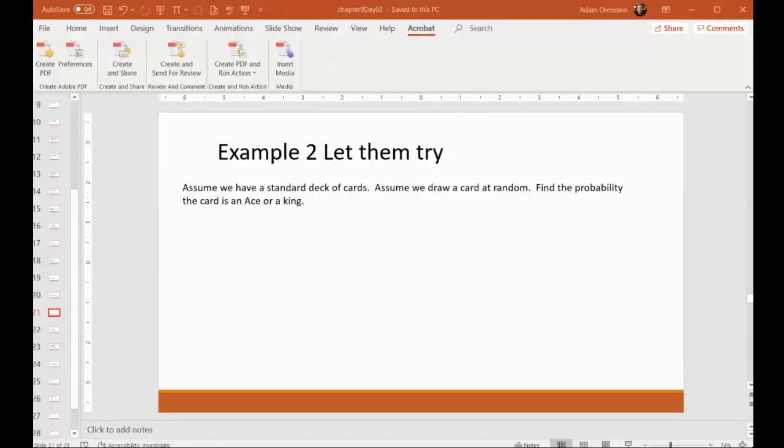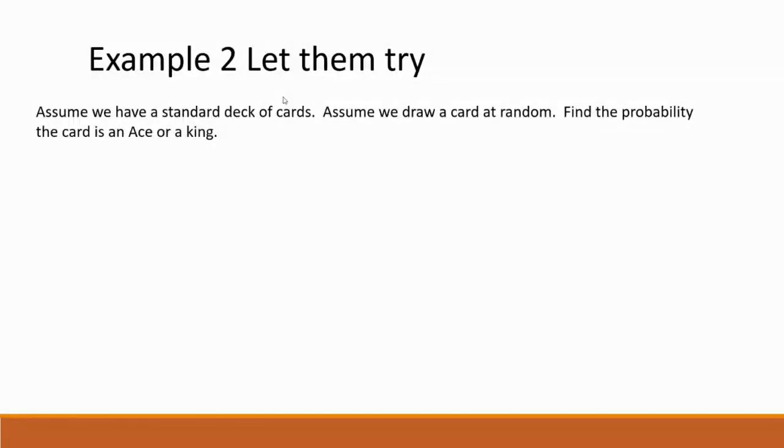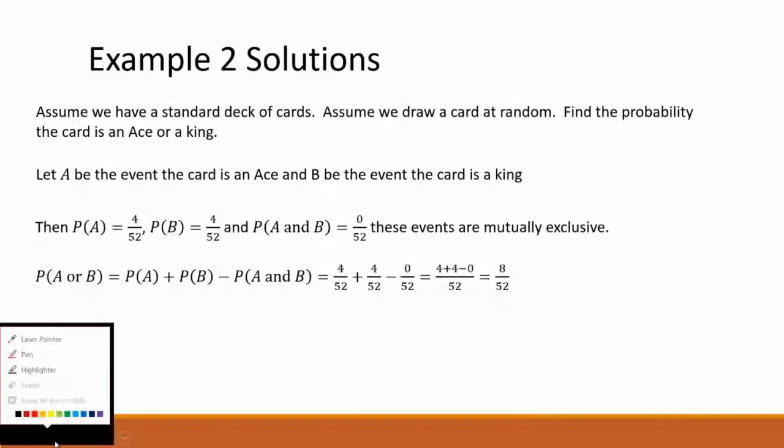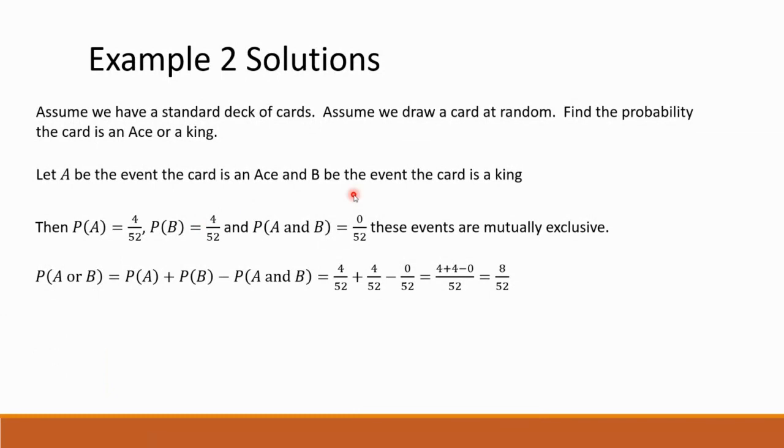All right, anyway. Okay, so for this example, drawing again one card from a standard deck of cards, we want to know the probability that the card is an ace or a king. Well, we're going to let A be the event that the card is an ace, and B be the event the card is a king.